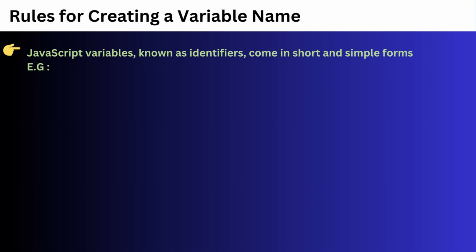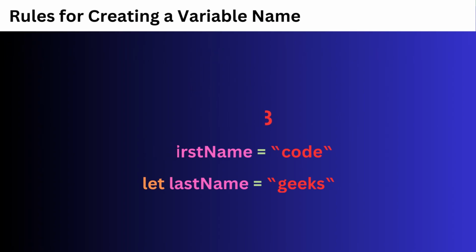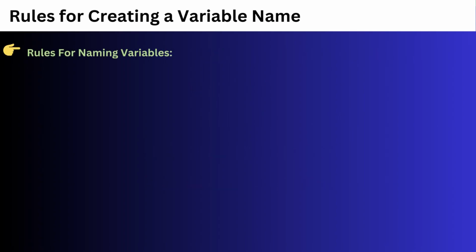It is necessary to assign unique names to all variables. These unique names are referred to as identifiers. Identifiers can be either short and simple like a or b, or they can be more descriptive like firstName or lastName. The choice of identifier names depends on the specific context and the purpose of the variable in your code. When it comes to naming variables, there are some general rules to follow.